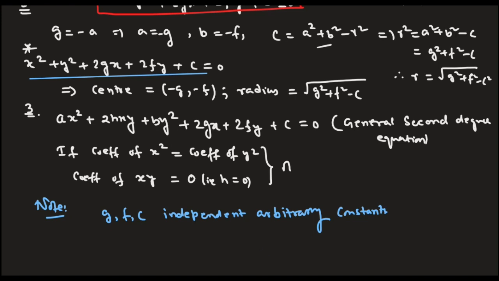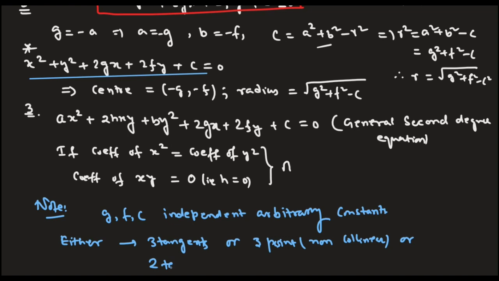So as a result, when you are going to calculate the equation of a circle, you notice that in the questions they will give you either 3 tangents, or 3 points which are non-collinear, so that you can identify the circle. Or sometimes they will give 2 tangents plus 1 point, so that you can easily find the equation of the circle.